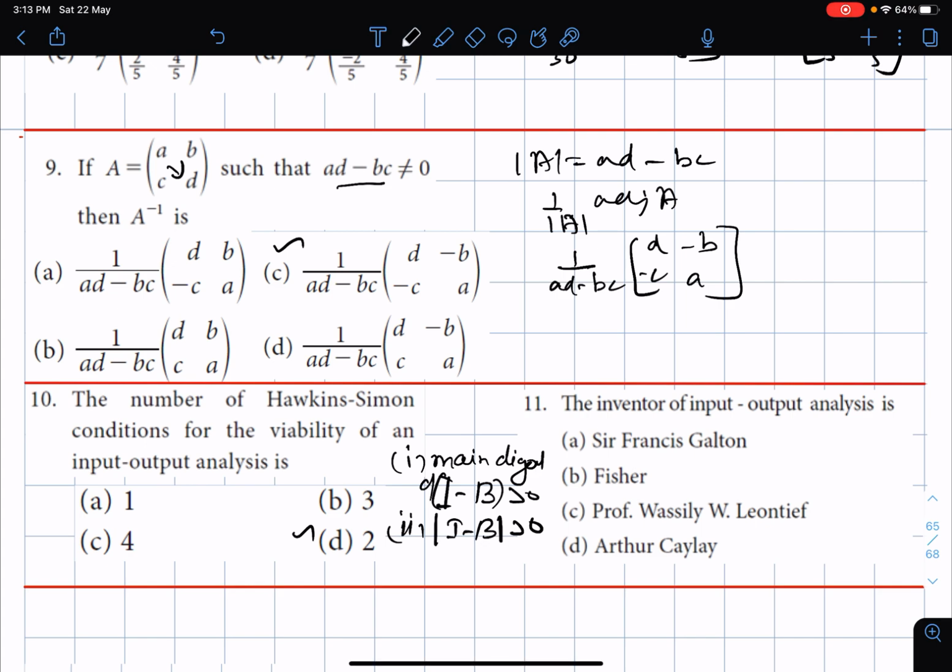And for the 11th one, when I started the lesson, I mentioned to you that the inventor of input-output analysis is Professor Wesley W. Leontief. So it is answer C, Professor Wesley W. Leontief. Thank you.